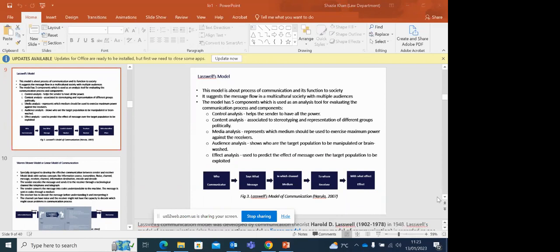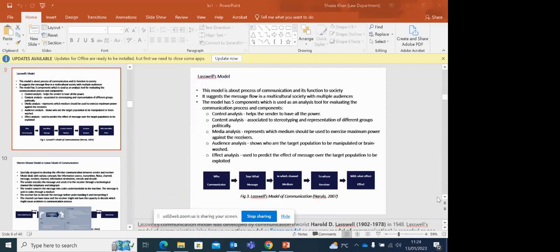This model is about the process of communication and its function to society. It suggests that the message flows in a multicultural society with multiple audiences. The model has 5 components, which are used as an analysis tool for evaluating the communication process and components. Control analysis, which helps the sender to have all the power. Content analysis, associated with stereotyping and representation of different groups politically. Media analysis, which represents which medium should be used to exercise maximum power against the receivers.